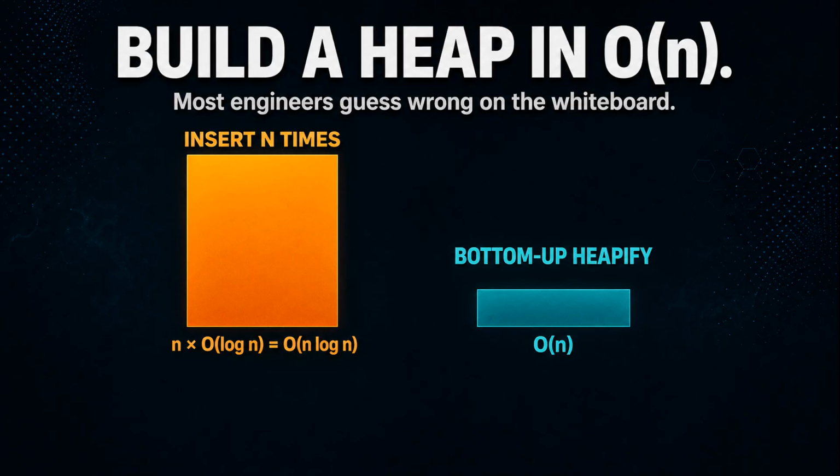Now, the surprise. If you start with an unordered array of n values and you want to turn it into a heap, the obvious approach is to insert n times. That is n times O of log n, which is O of n log n. Most engineers stop there, but there is a better strategy. Walk the array from the bottom up and sift each node down. The math works out to O of n. Linear time to build the entire heap. Almost nobody guesses that on a whiteboard.